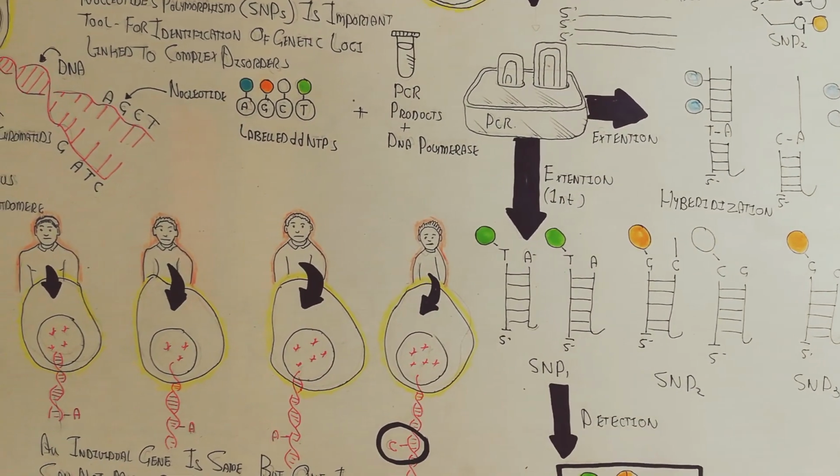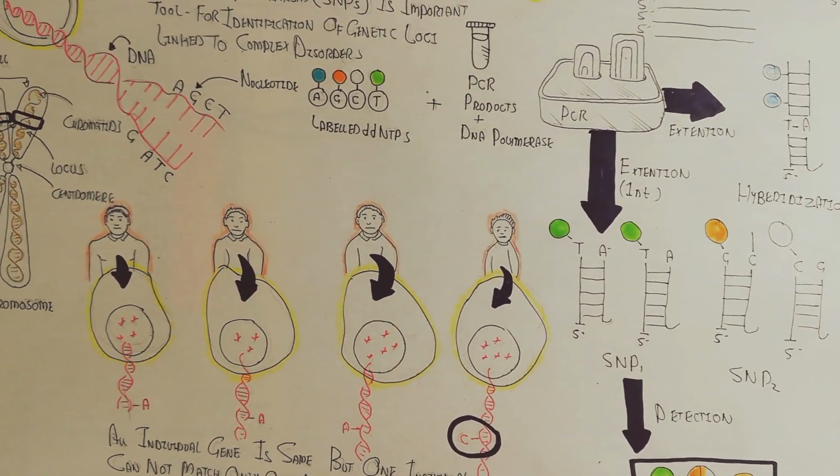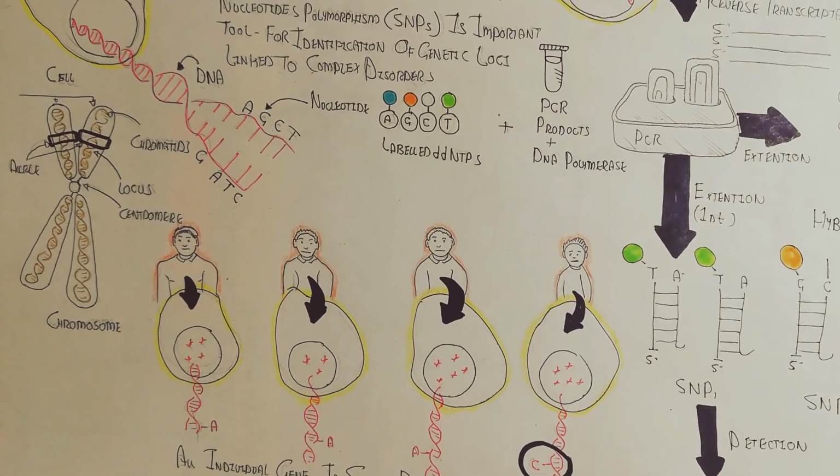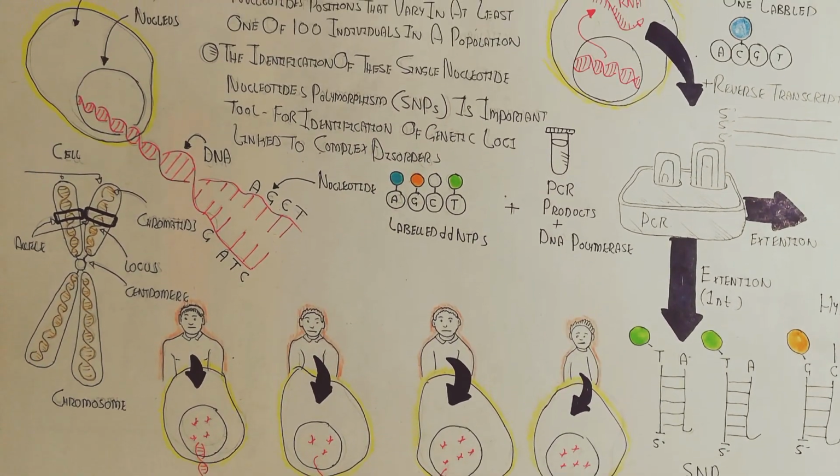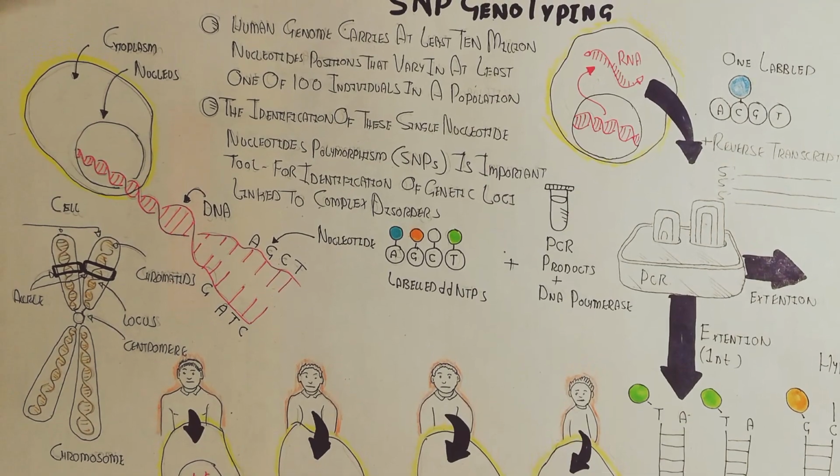And remember, SNP genotyping is a single nucleotide polymorphism. One nucleotide variation will lead to a whole change in the individual within the population.